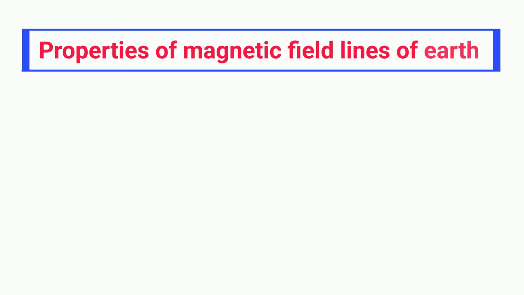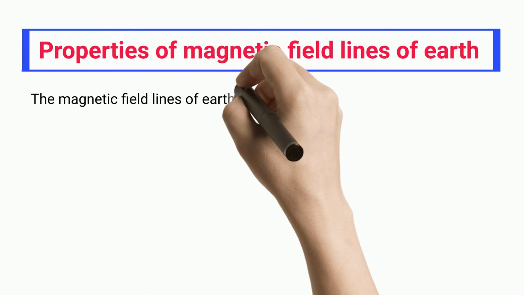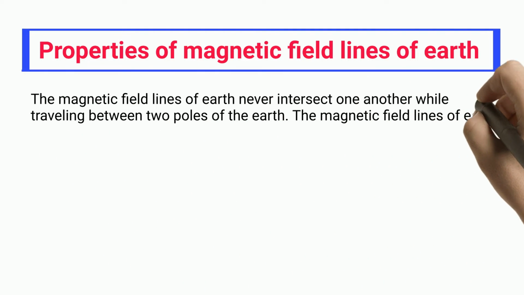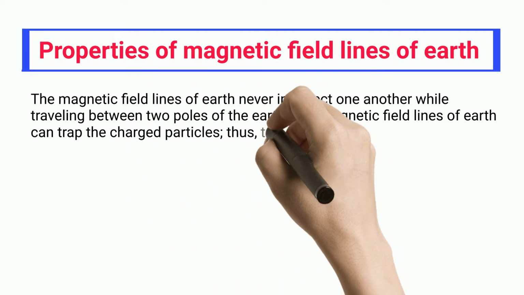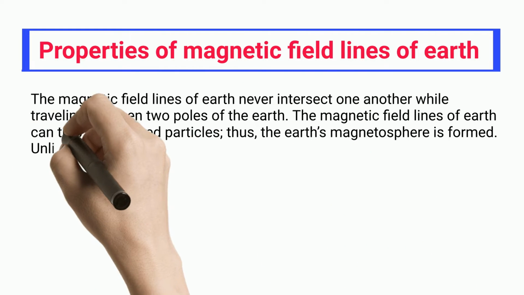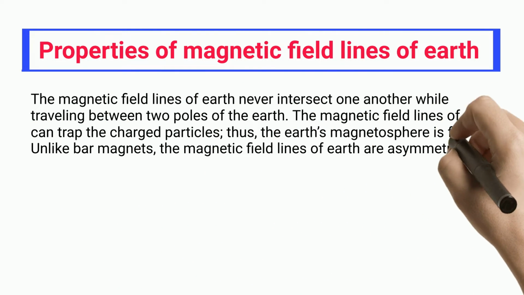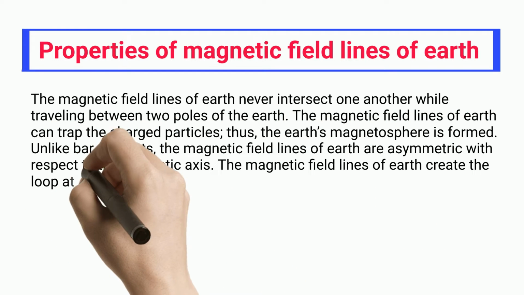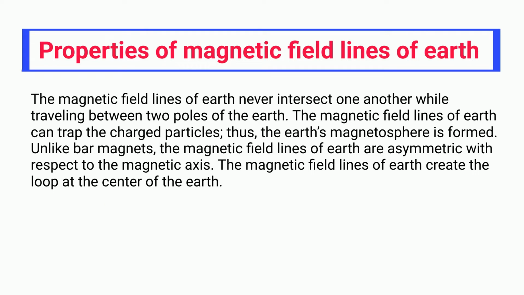Properties of magnetic field lines of Earth. The magnetic field lines of Earth never intersect one another while traveling between two poles of the Earth. The magnetic field lines of Earth can trap charged particles, thus the Earth's magnetosphere is formed. Unlike bar magnets, the magnetic field lines of Earth are asymmetric with respect to the magnetic axis. The magnetic field lines of Earth create a loop at the center of the Earth.